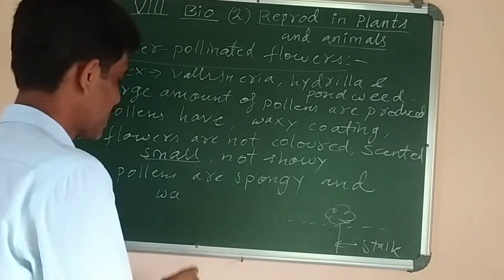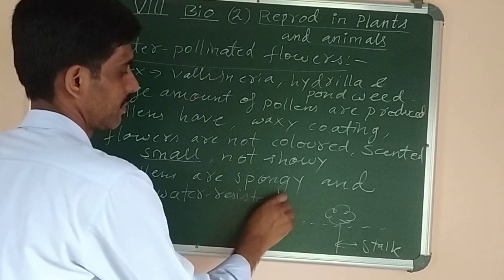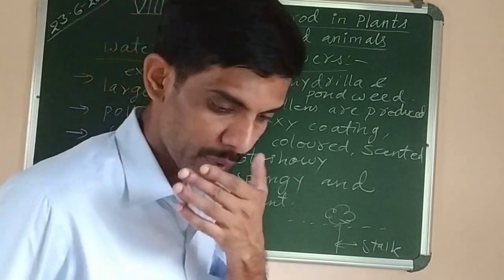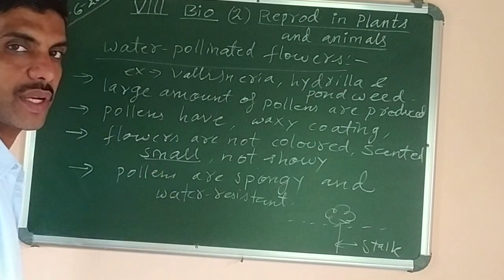Yeah, pollens are spongy and water resistant. Okay, this point is also given in your book. Now next we have to do is insect pollinated flower. Up to here it is complete. Understood this one?